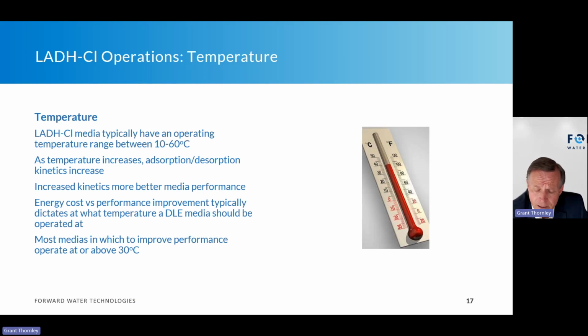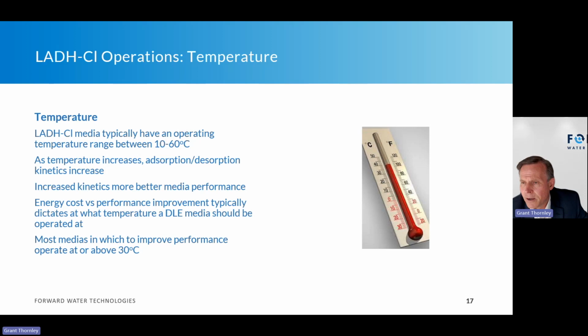Temperature, when I'm operating a DLE media, quite simply, if I increase my temperature, I'm going to increase the kinetics, meaning the movement of the molecules back and forth. Think of it, if it's really, really cold, molecules don't really move that fast. In fact, if I'm at 0 Kelvin, molecules don't move at all. They're frozen. Now, that's an extreme example. As I heat up, the molecules move back and forth, which means there's faster and more frequent bumping in contact of the lithium with the medium. So as I increase temperature, I increase my kinetics and I get better performance.